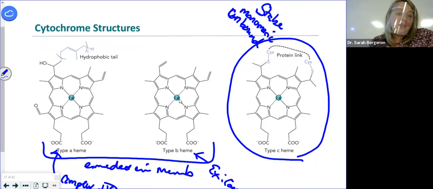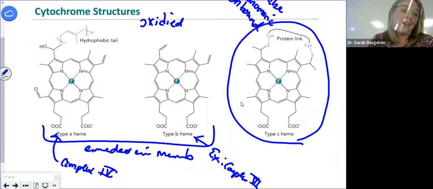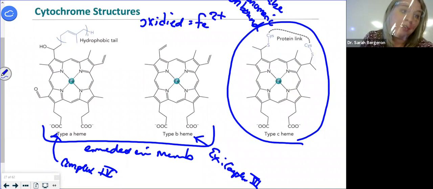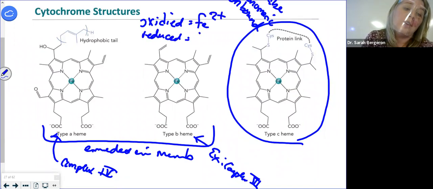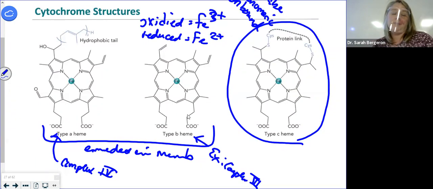And so whether or not this is oxidized or reduced, what are you looking at? This iron containing what group? It's a heme, right? So they all have an iron containing heme. So when this is oxidized, what is it? We just show it as Fe. So what is it if it's oxidized? If it's reduced, Fe, no, oxidized is 3+, reduced is 2+.